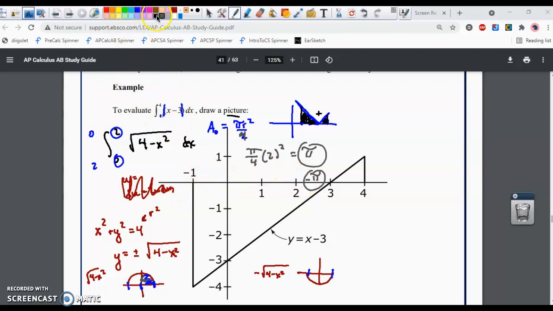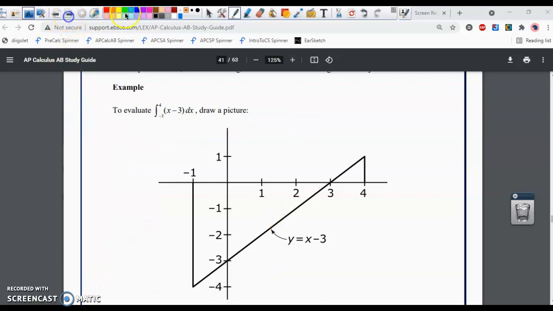If I were integrating the negative square root from 0 to 2, my answer would be negative pi, but if I was going from 2 to 0, my answer would be negative, so it would be pi. And rewind if any of that needs repeated. I think you guys probably get what I'm saying.